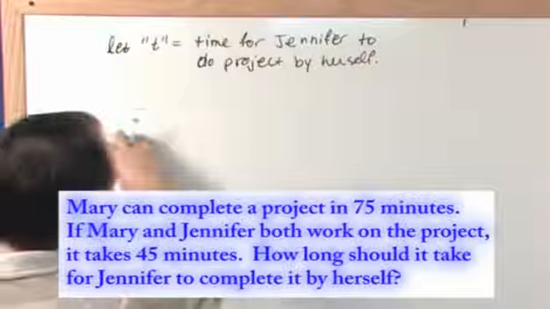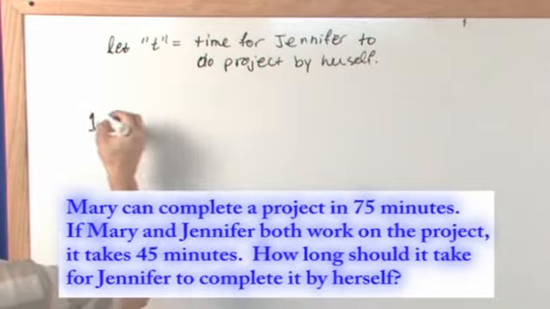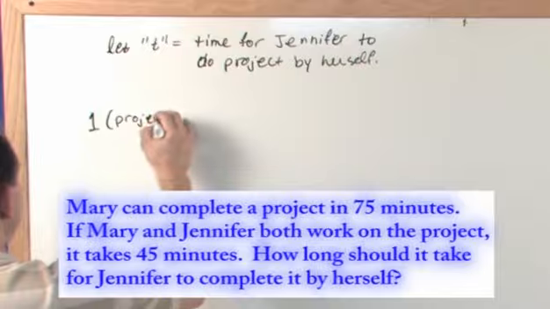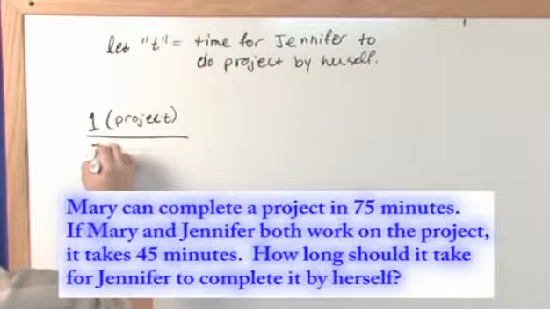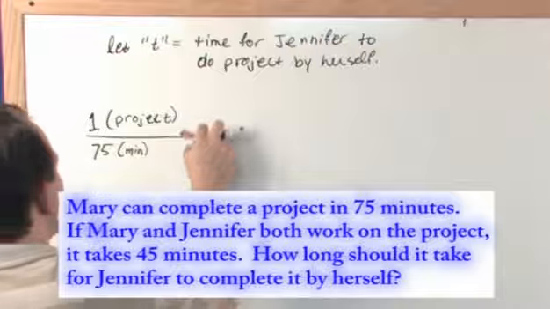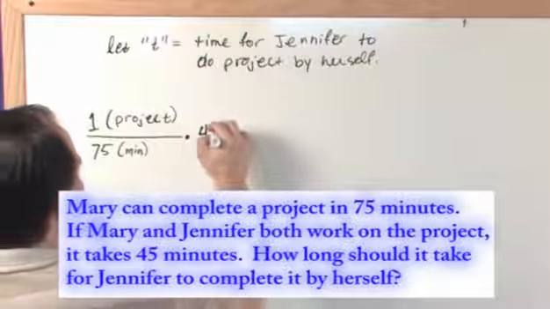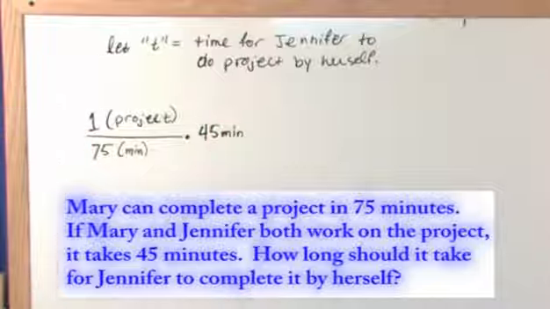So let's go ahead and write the same equation as we were doing before and go from there. So for Mary, who we know a little bit more about, she can do one project in 75 minutes. And we know that when they work together, it takes them 45 minutes. So this will be 45 minutes. Okay, that's how long it takes them to work together.